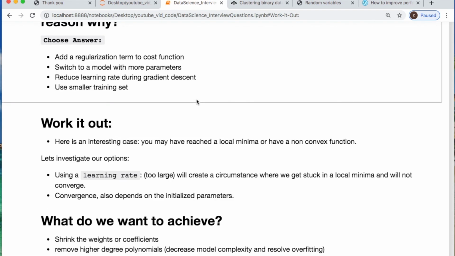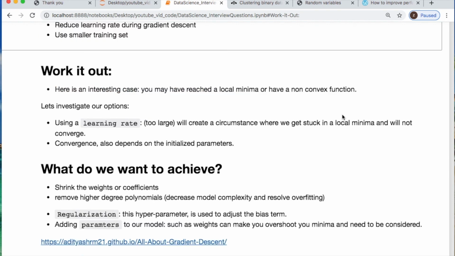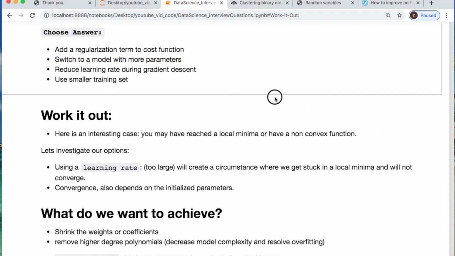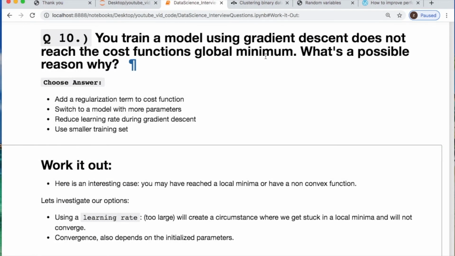Now, what are we really trying to achieve? We're trying to shrink the weights or the coefficients, and we're also trying to remove the higher degree polynomials. And that's what made me hesitant on this right here. So if I'm looking at regularization, I'm using a hyperparameter that I'm trying to adjust the bias. And if I'm adding parameters to my model such as weights, I have issues where I may overshoot my minima. So for this, I have to say that I would suggest reducing my learning rate in order to try to find my global minima, if there is one.